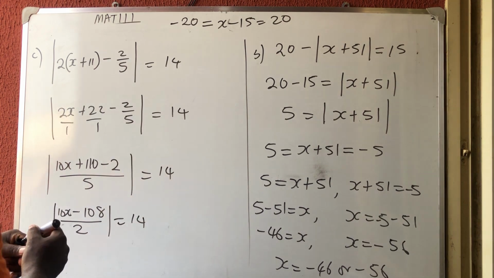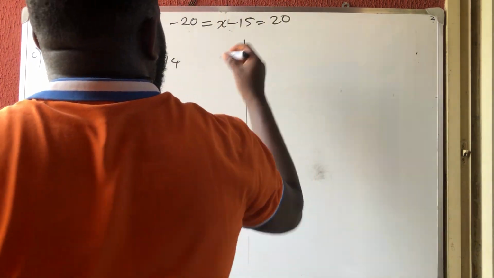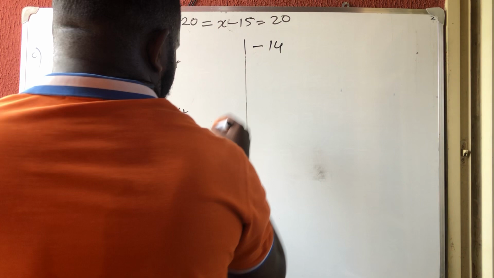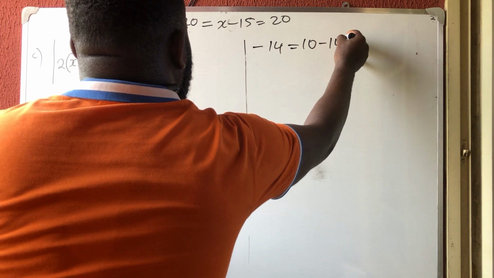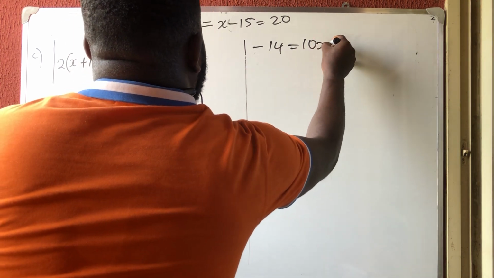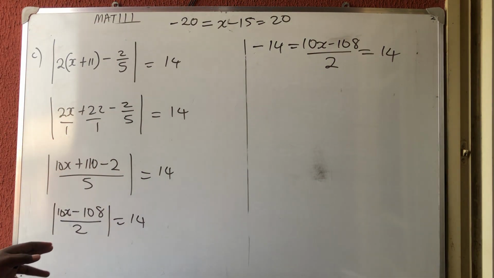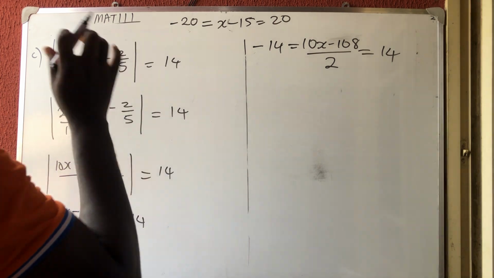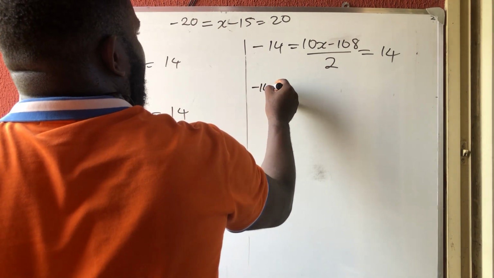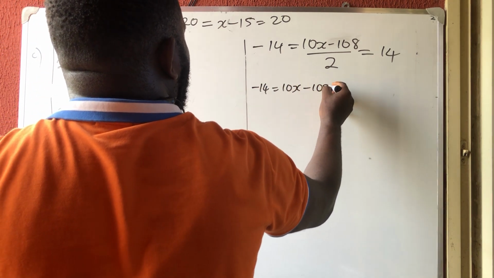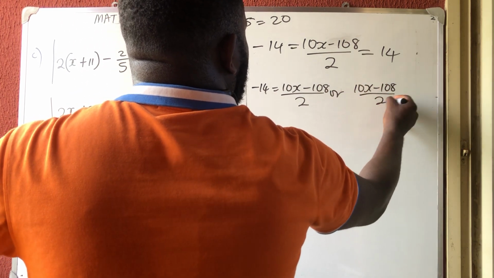14. So the same thing is applicable. Put the minus the other side to remove absolute value. Okay? So I'm having what? Minus 14 is equal to 10x minus 108 divided by 2. You saw the way it is now. Just put the minus the other side. Now, what you do to the left hand side, do to the right hand side. Just carry this one and carry this one. So I'm having minus 14 is equal to 10x minus 108 all over 2, or 10x minus 108 over 2 is equal to 14.